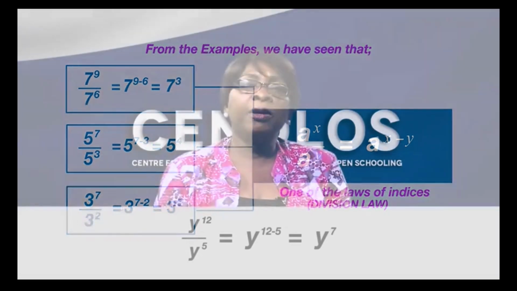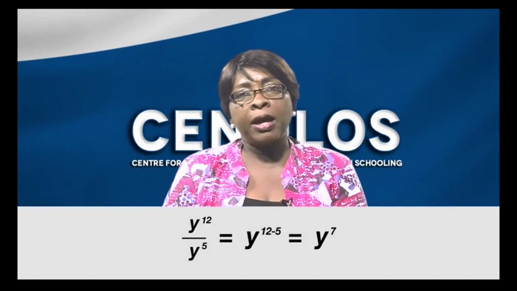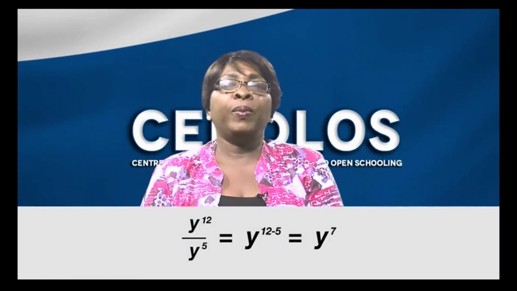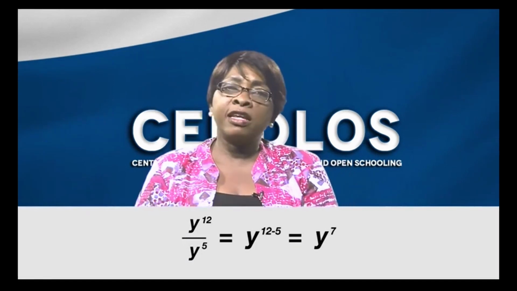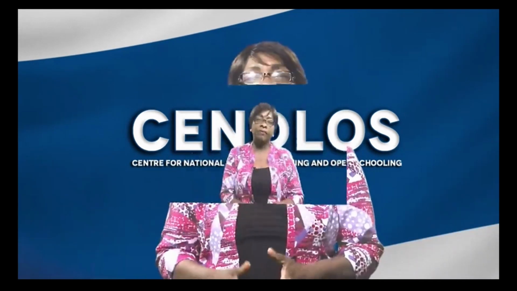Now, an example is y raised to the power 12 divided by y raised to the power 5. To get your answer, we take our common base y, write it down, and subtract our powers. So we get y raised to the power 12 minus 5, and that gives us y raised to the power 7. Therefore, we are saying that if you are dividing an index number by another index number, take the common base, write it down, and subtract your powers. That is the shortest way of getting your simplified form.